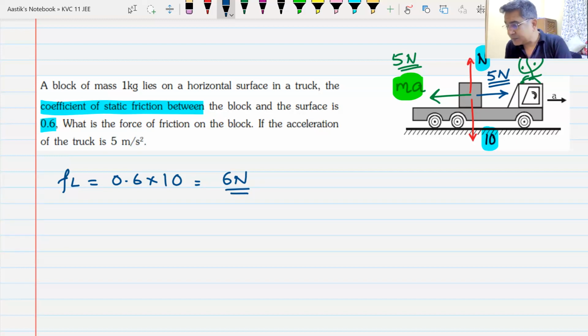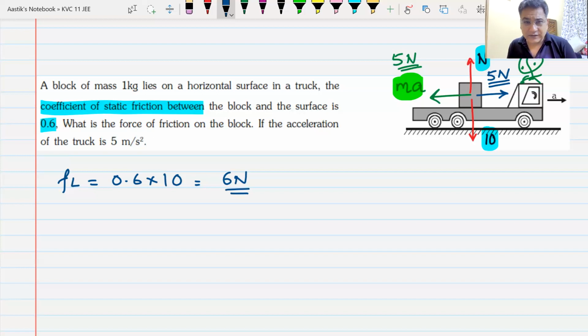Now, if I can ask you, how much should be the acceleration of the truck so that the block begins to move? Can anyone tell me? What should be the acceleration of the truck so that the block cannot remain stationary, it has to move? Can anyone give me that answer? Sir, 5 meter per second square. At 5 meter per second square, it is not moving.